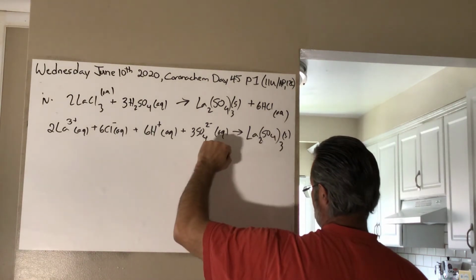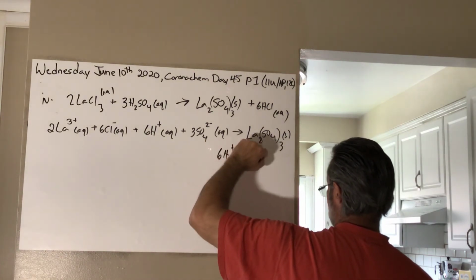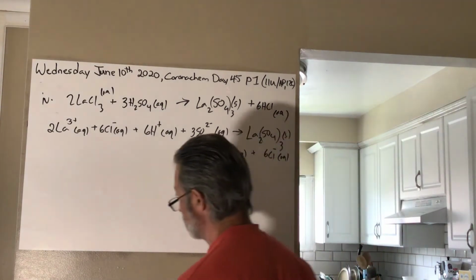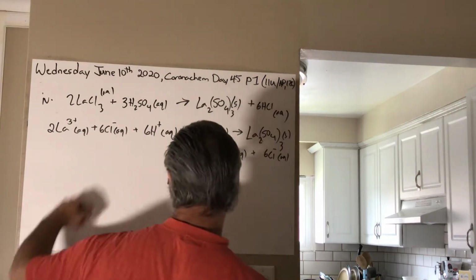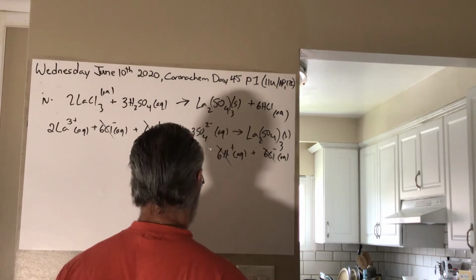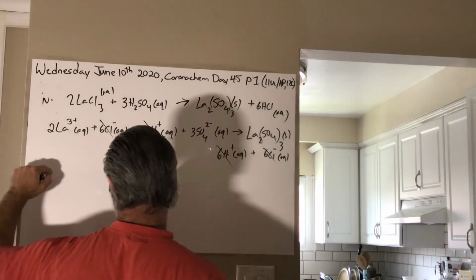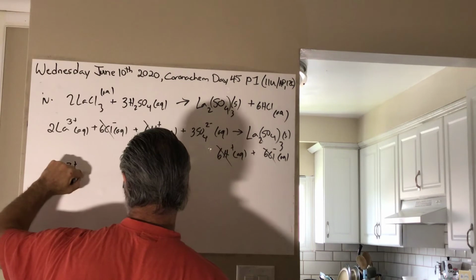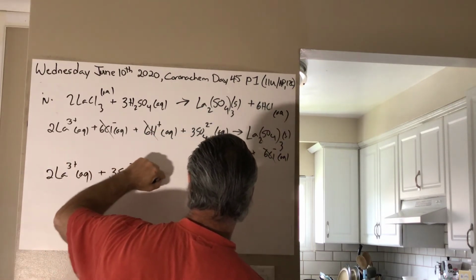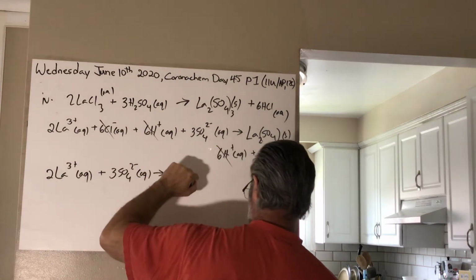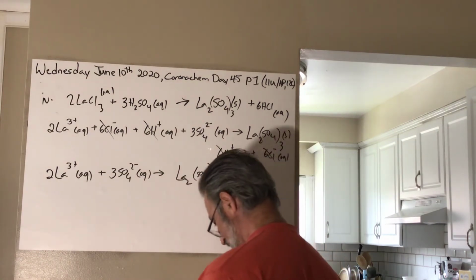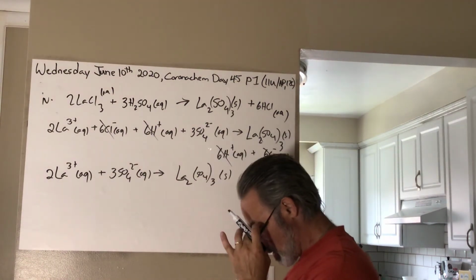And then your 6 protons are still in solution, and so are your 6 chlorides from the HCl. So this cancels in the net ionic equation, and what you get is 2 lanthanum cations combining with 3 sulfate anions to form a lanthanum sulfate precipitate. Okay, and that concludes that part.